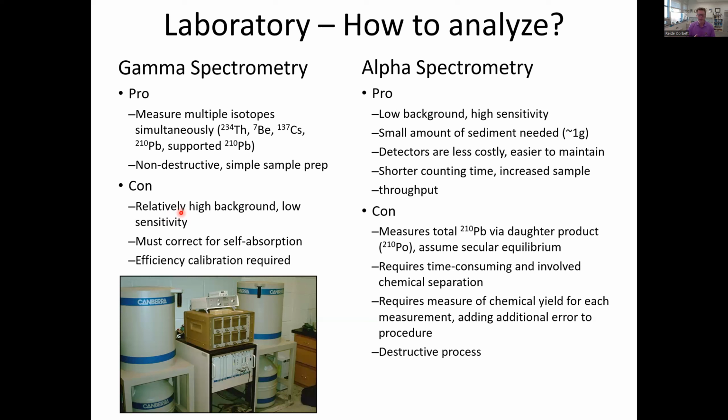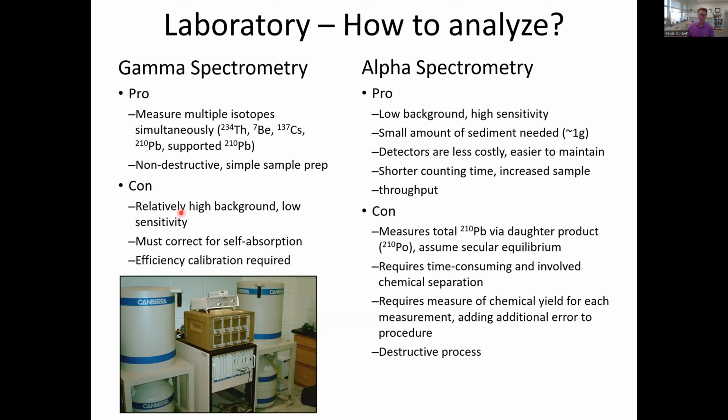And if you change geometries, that changes the efficiency. Those are things you have to take into account. Again, you can measure all of these at the same time, so that's important to recognize. Alpha spectrometry can be used for lead-210. The advantage there is faster throughput potentially and much higher sensitivity.